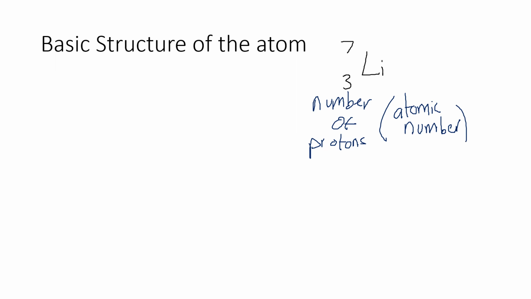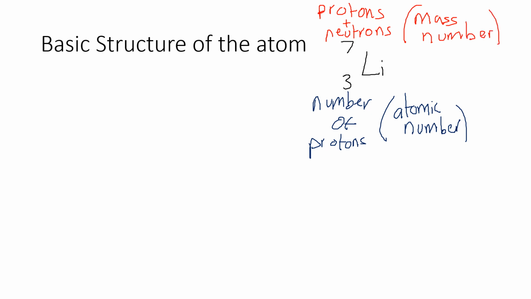And the number on the top is the number of protons and neutrons, and it's called the mass number. So we've got 7 here as the number of protons and neutrons, and 3 is the number of protons. Therefore, the difference must be the number of neutrons. So there must be 4 neutrons here.